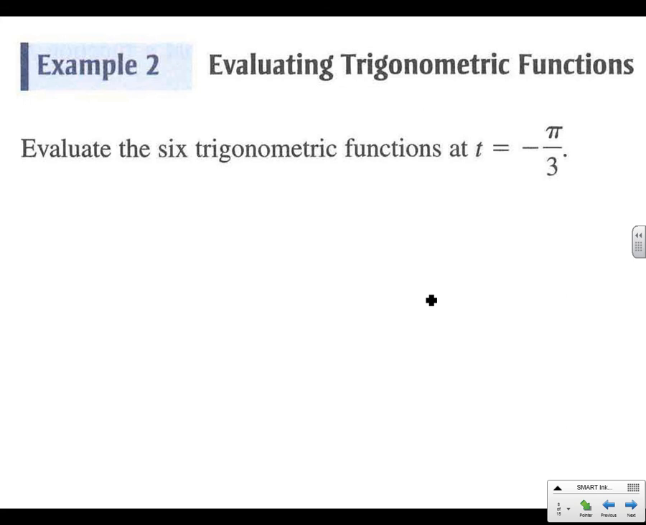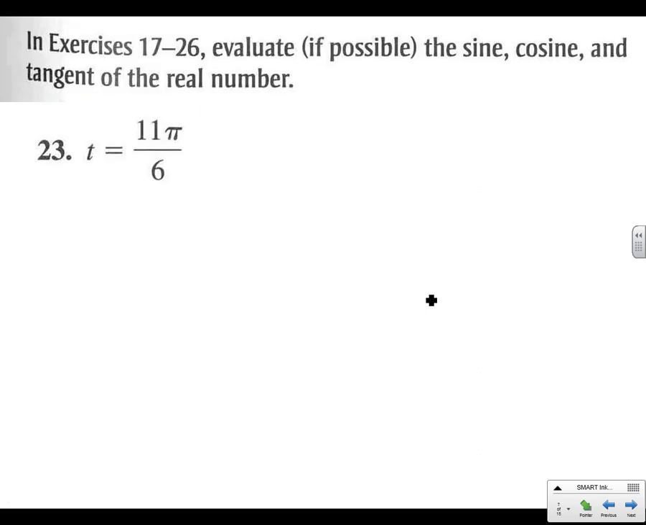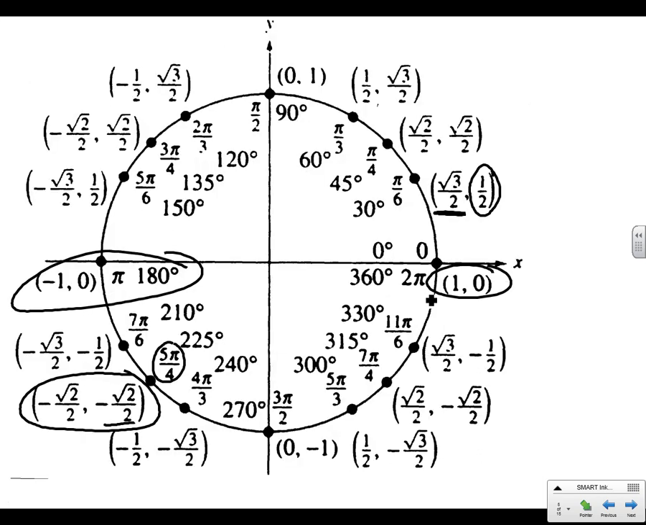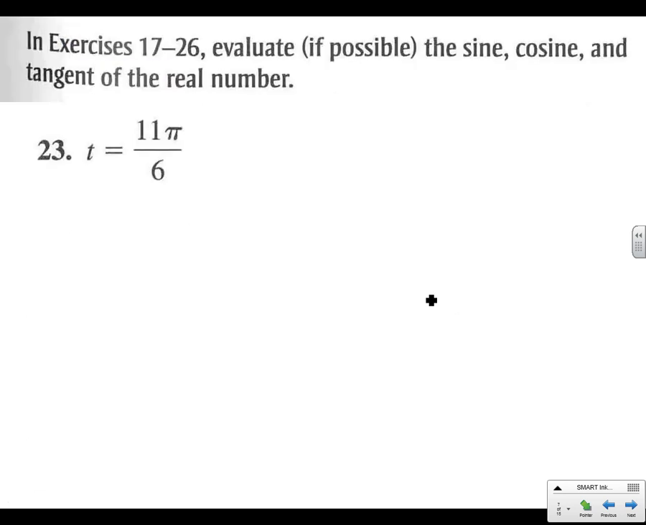All right, we're going to do the same thing. 6 trig functions for negative pi over 3. So I'm going to flip back here. Look at our unit circle. So pi over 3 is 60 degrees. But now I want to go negative. So negative 60 degrees is going to get us over here at 300 degrees, which is 1/2 for x and negative √3 over 2 for y.